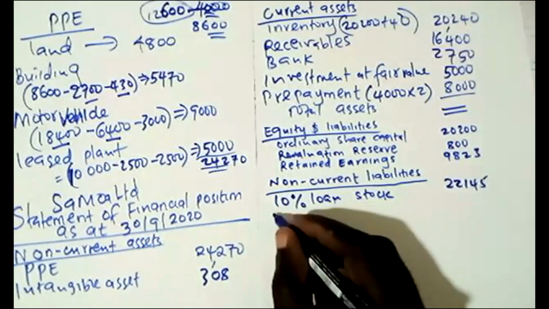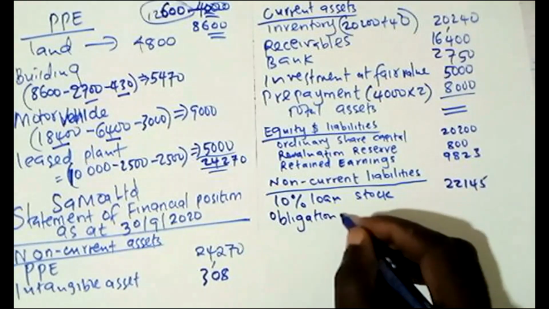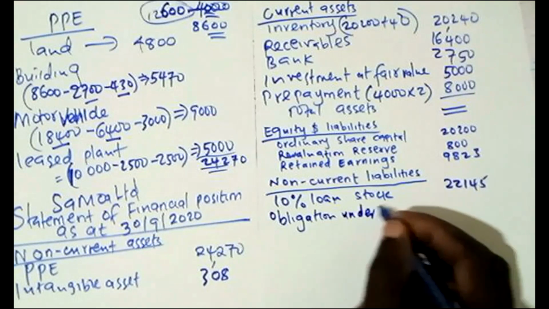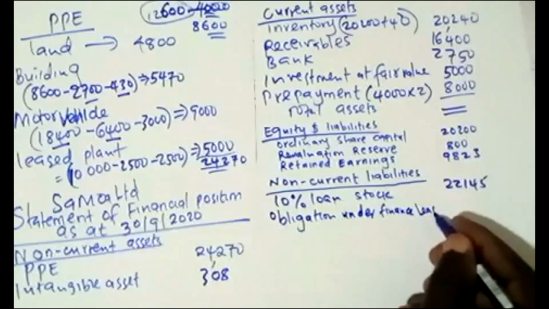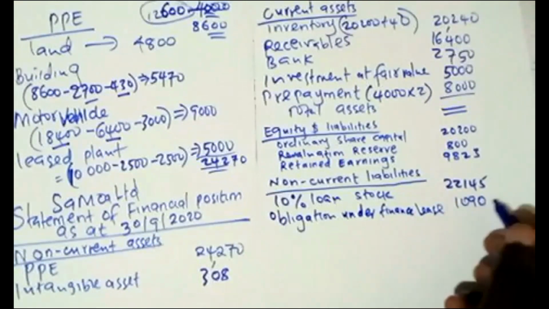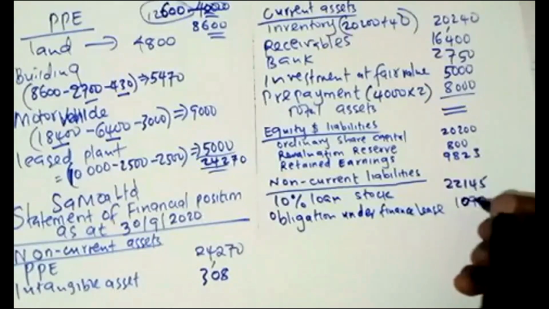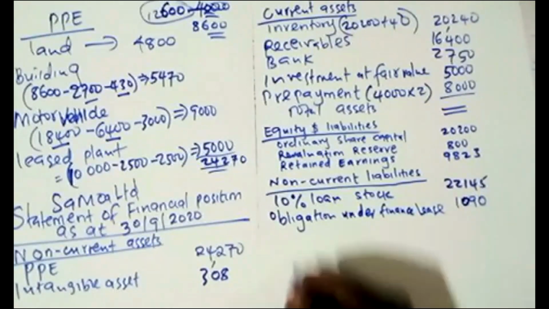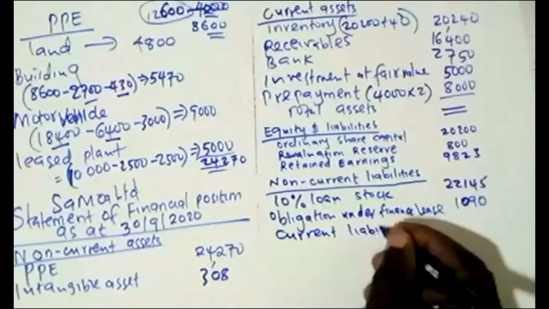Then there was the obligation under finance lease, the long-term portion, which was supposed to be 1090. I think you can go and check on that, the one which I interpreted about lease plans. Then current liabilities.